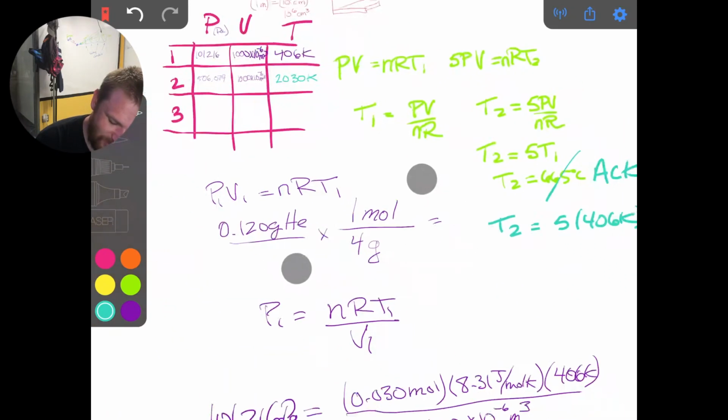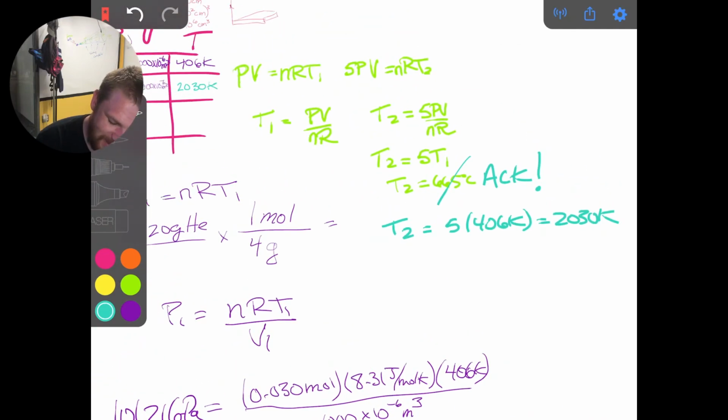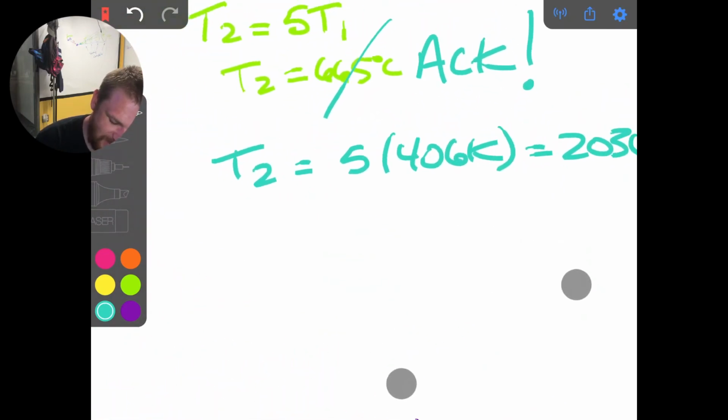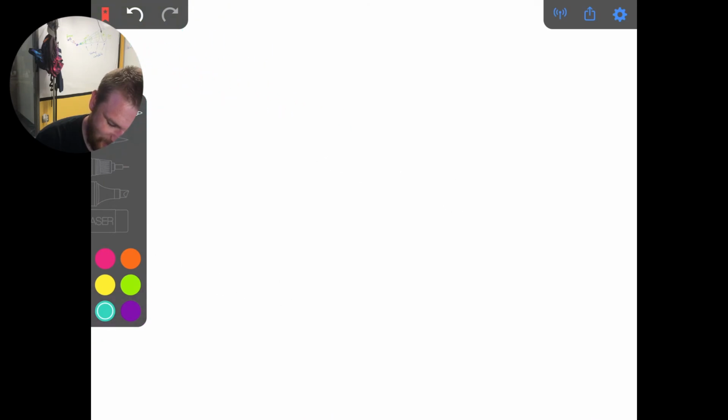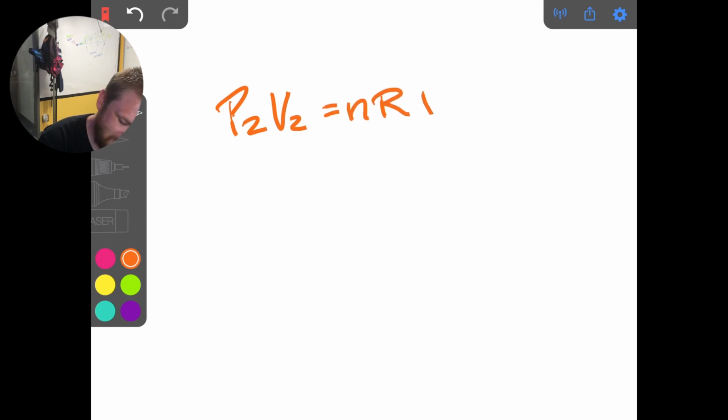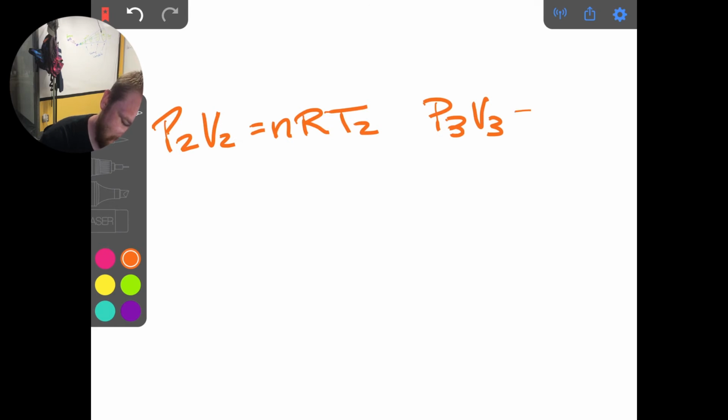So now we can do this process again where we relate the 2 points using the ideal gas law. We want to write down the ideal gas law twice. Let's get some new paper here. So let's do it again. P2 V2 is equal to nR T2, and P3 V3 is equal to nR T3.